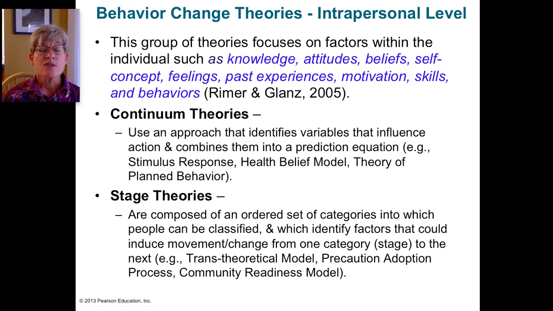There are also a cluster of theories called stage theories, and they have an ordered set of categories into which people can be classified. And those categories allow us to identify factors that could induce or stimulate movement or change from one category or one stage into the next stage. My favorite among these is the transtheoretical model. And I've also learned more recently about the precaution adoption process, and a stage theory called the community readiness for change model is being used in community settings now.